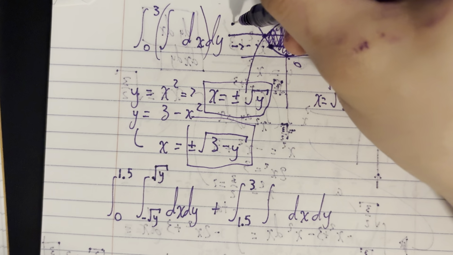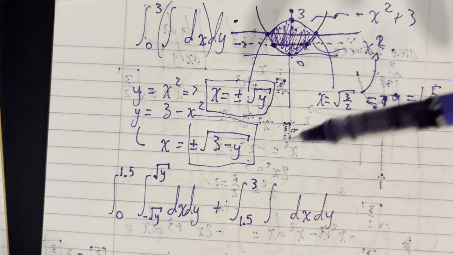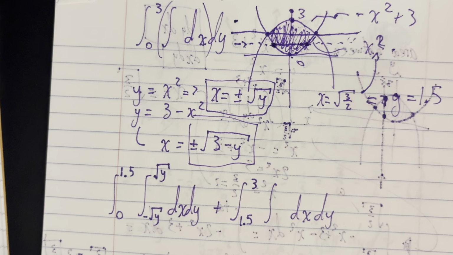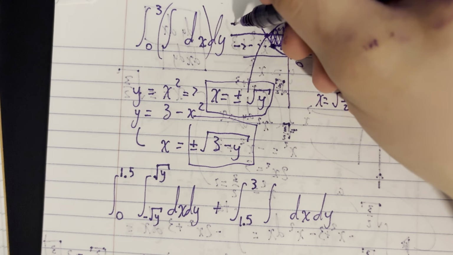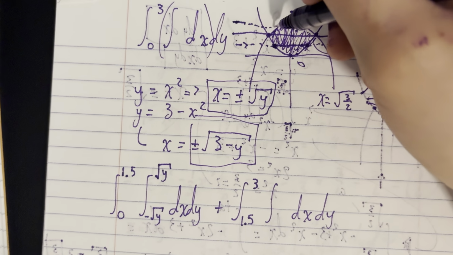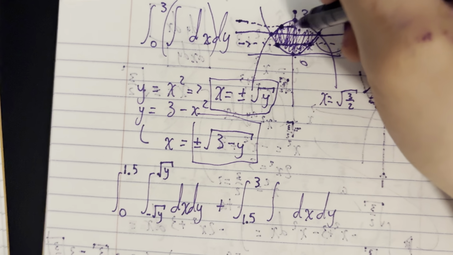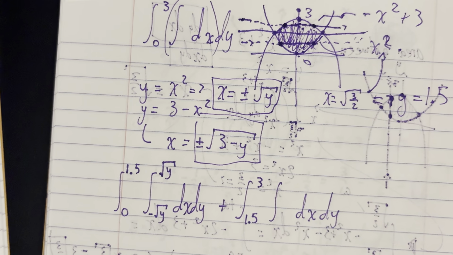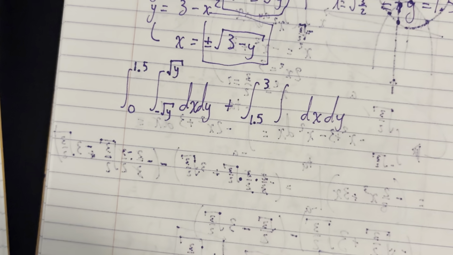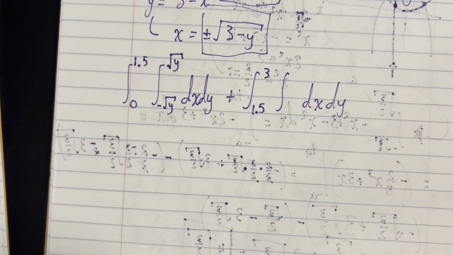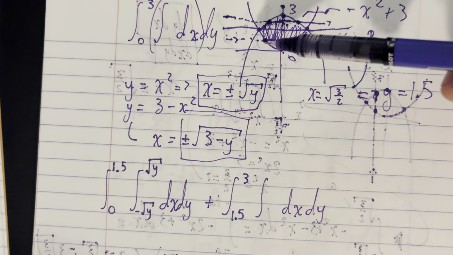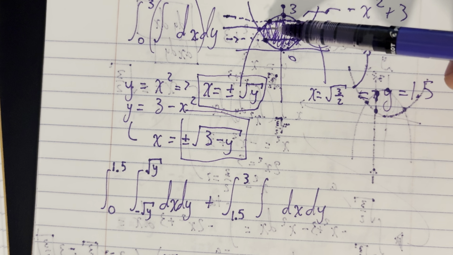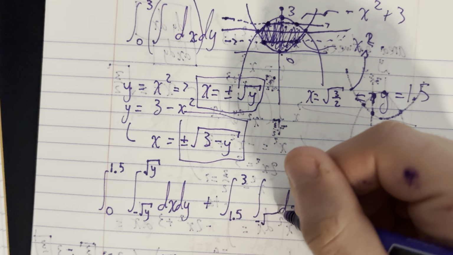Now the second one. You pick another line, but this guy's above 1.5, between y equals 1.5 and y equals 3. So he hits the first curve, he's in the region we're going to integrate, he hits the second, and he's out. Similar situation here. Is it plus or minus root 3 minus y for the first one? It should be minus root 3 minus y.